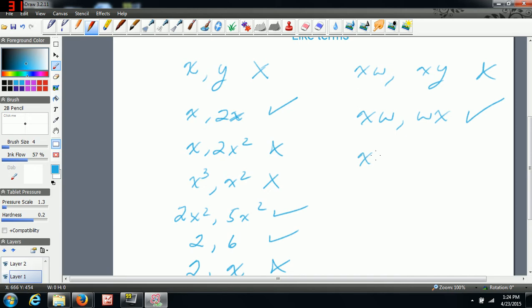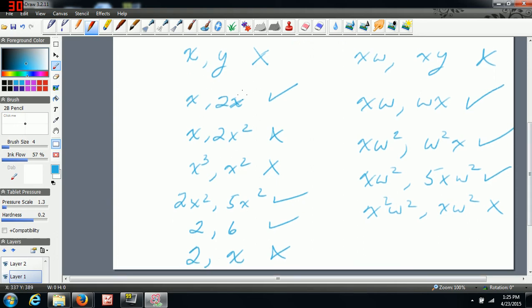So if we had xw squared and w squared x, again, like terms. If we had xw squared and 5xw squared, those are like terms again. So you're always looking at the variable and the powers of the variable. If I had x squared w squared and xw squared, those would not be considered like terms, because this x is raised to the power of 1 and this x is raised to the power of 2. Okay.